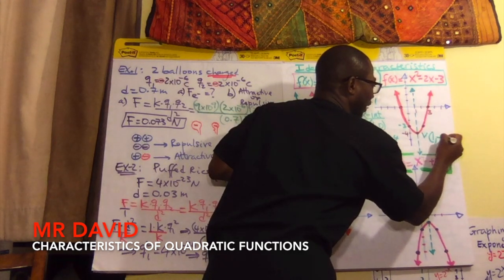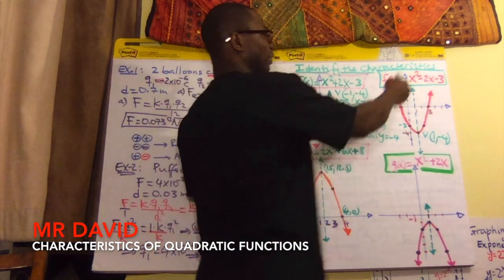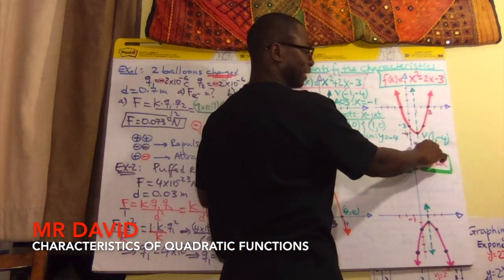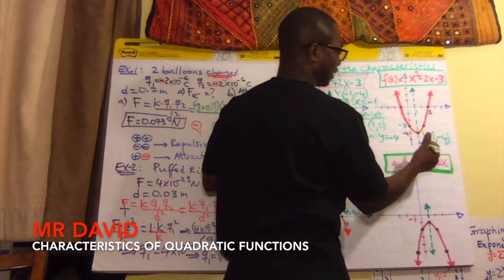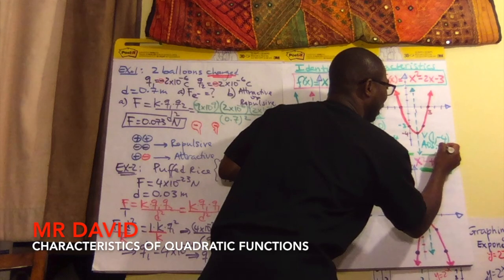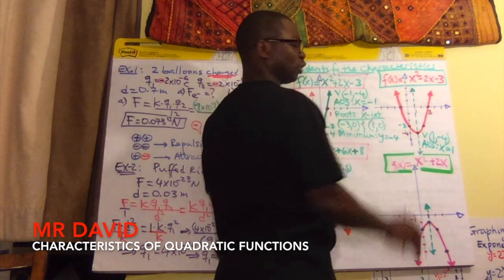1, -4. That's our vertex, right here. What is our axis of symmetry? The axis of symmetry is the x value of the vertex. So x equal to 1. Axis of symmetry, x equal to 1. That's the axis of symmetry.